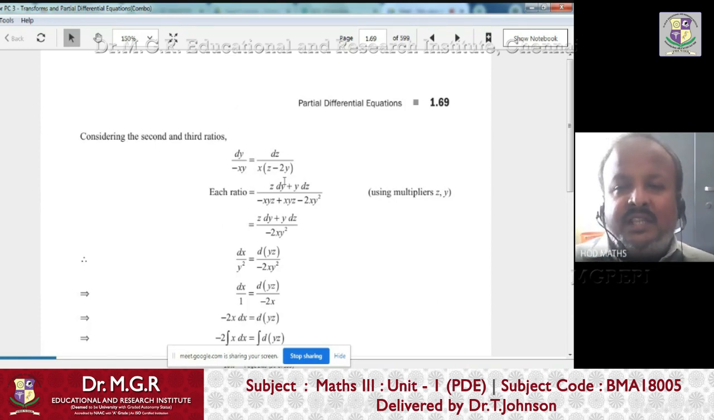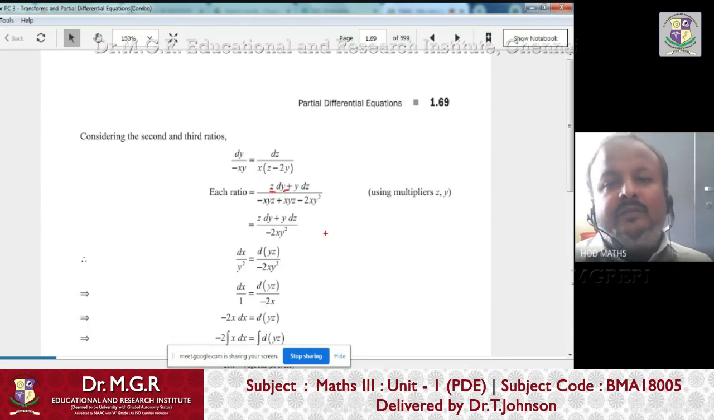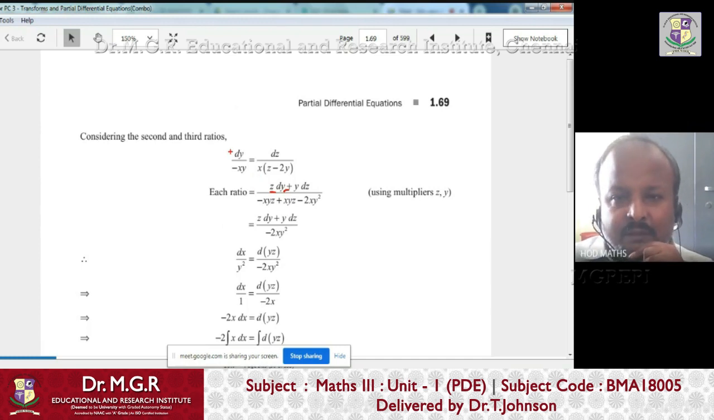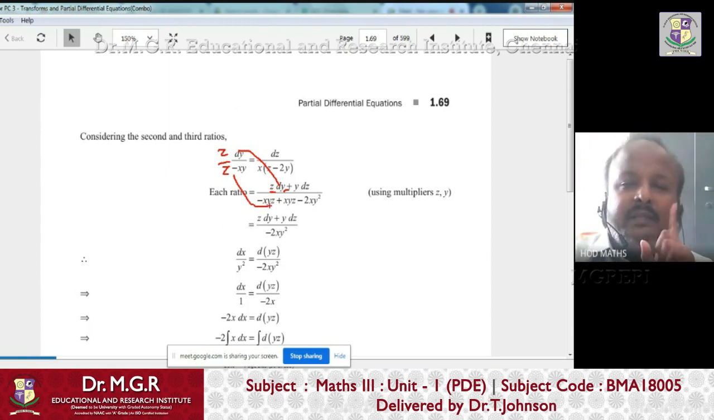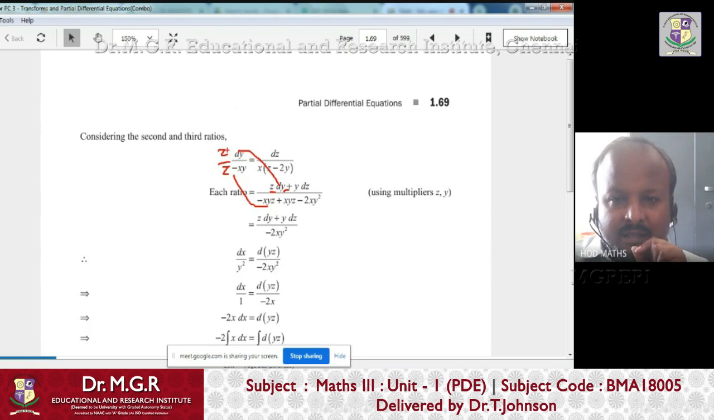So first thing what I have to do now, first thing I am multiplying z with dy. Z with dy. See, this is dy. So if I multiply z in the numerator, I have to multiply the same z in the denominator also. Then what will happen? The numerator becomes z dy, that is here. Then what is the denominator? Minus xy. I multiply another z, so that is minus xyz is here, right? So that is one term.